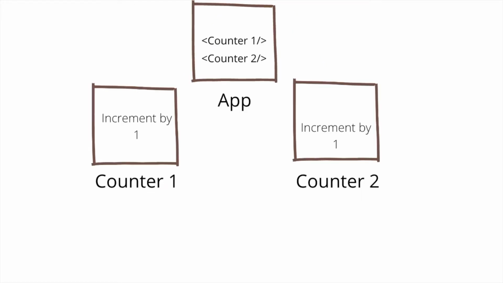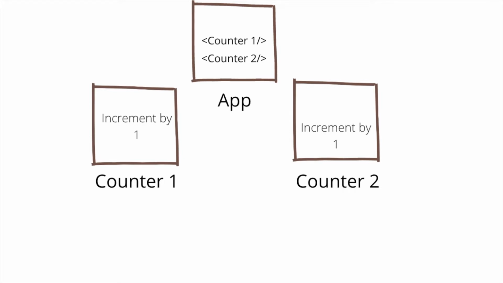So let's jump into this diagram. Here you can see three components. One is the app component, and the other two are the counter 1 and counter 2 components. The app component is the root component, and the counter 1 and counter 2 components are the child components of this app component.